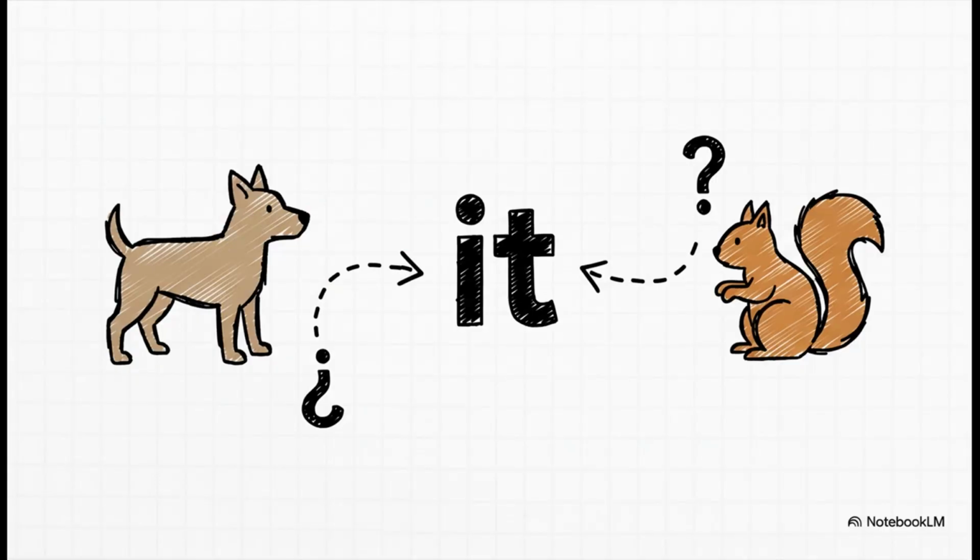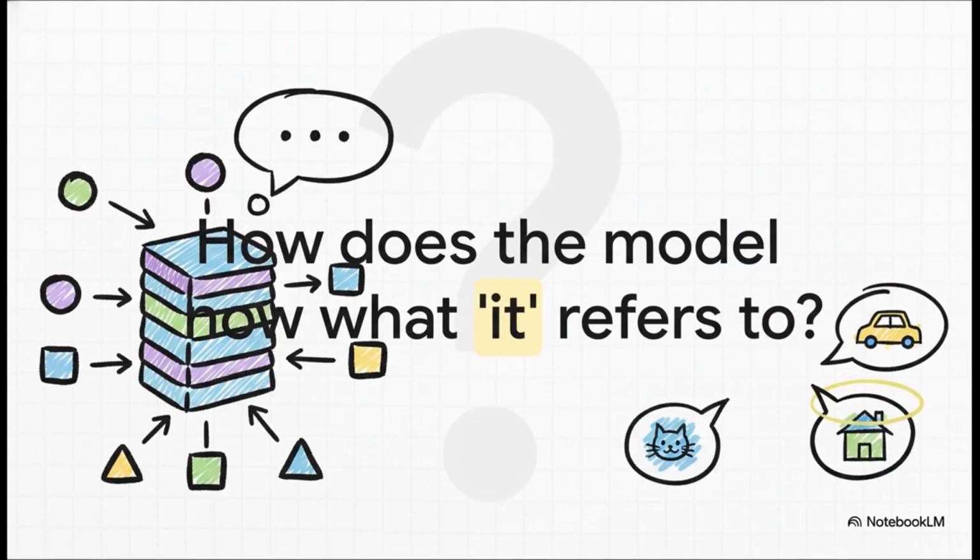Okay, look at this sentence. The dog chased the squirrel because it was fast. The whole meaning of that sentence comes down to that one tiny word, "it." Who was fast? The dog or the squirrel? Now, for us, that's obvious, but think about it from a computer's perspective, just looking at a string of numbers. How does it know? That's the exact problem the attention mechanism solves. It's designed to figure out the relationships between words, even if they're far apart in the text.